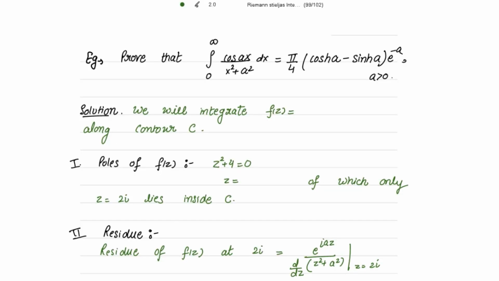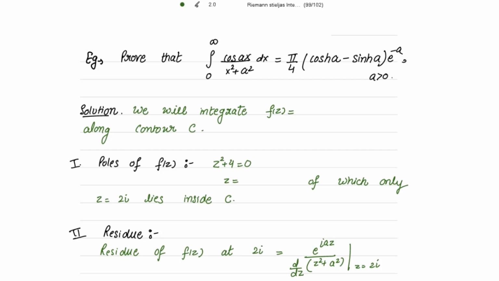So the example is, prove that the integral from 0 to infinity of cos(ax) over x squared plus a squared dx is equal to pi by 4 times (cosh a minus sinh a) times e^(-a), where a is strictly positive. This I need to prove.